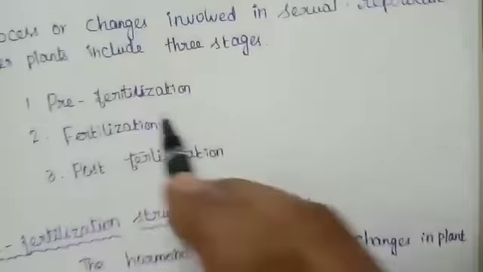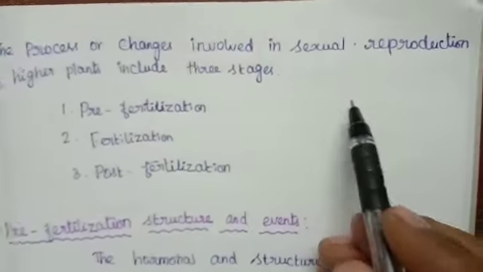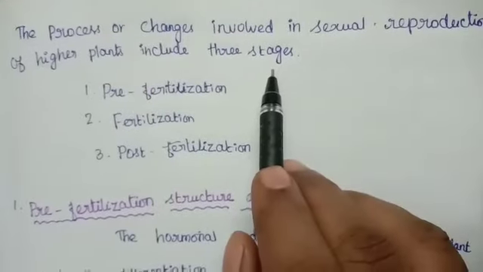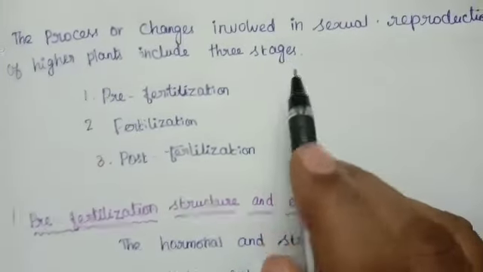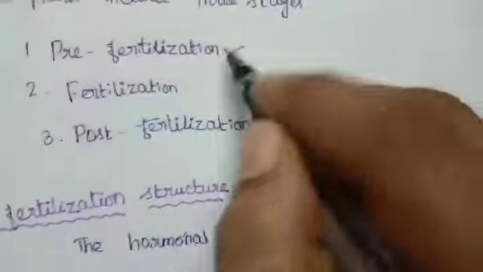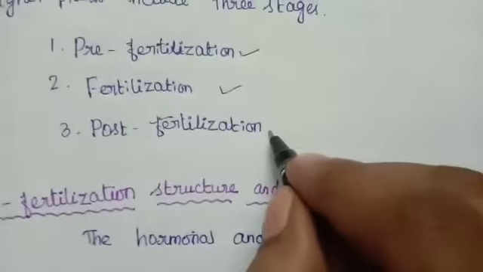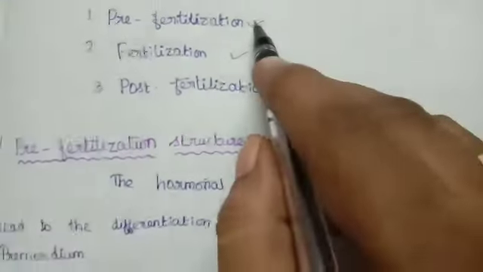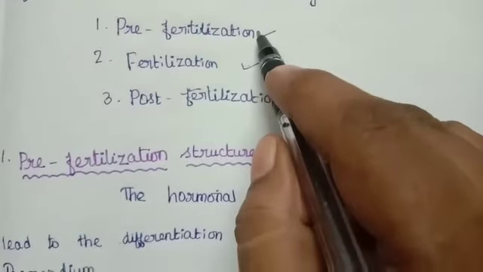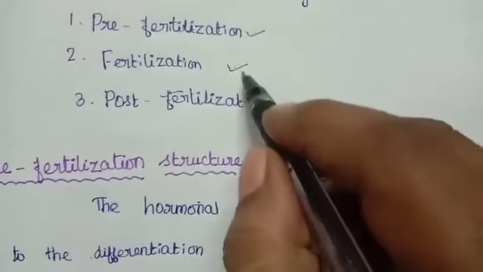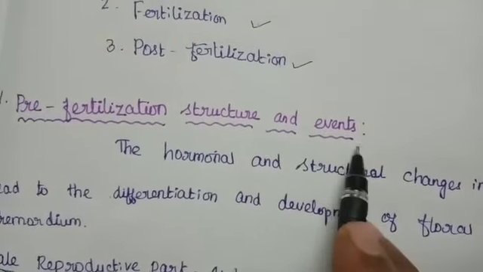Next, the processes or changes involved in sexual reproduction of higher plants include 3 stages. What are the 3 stages? Pre-fertilization, fertilization, post-fertilization. Pre-fertilization, before the fertilization. Post-fertilization, after the fertilization. Next, pre-fertilization events.